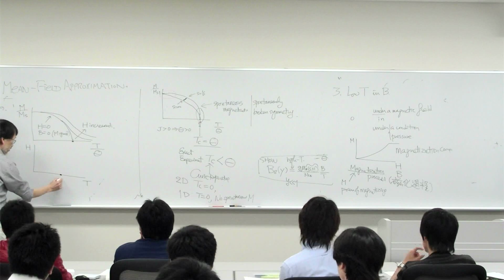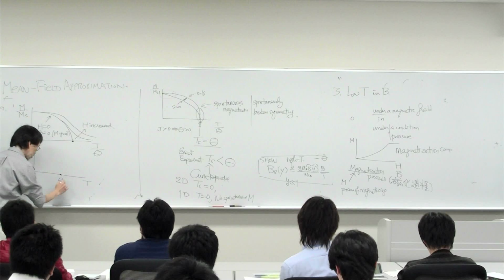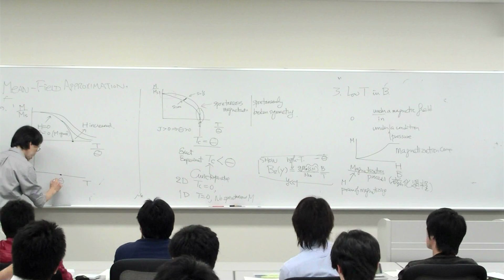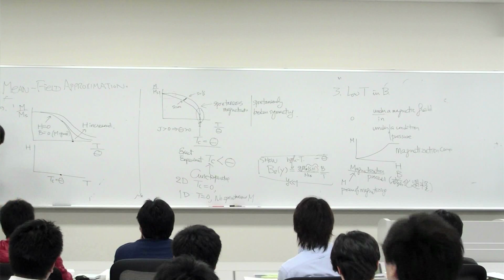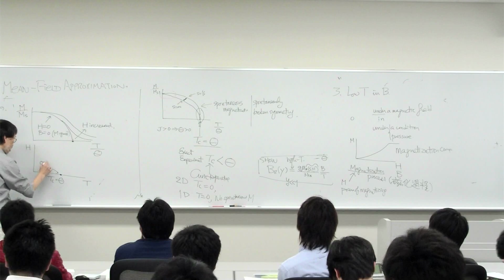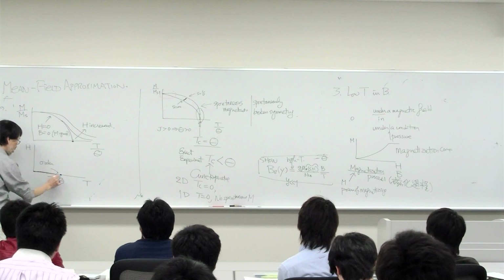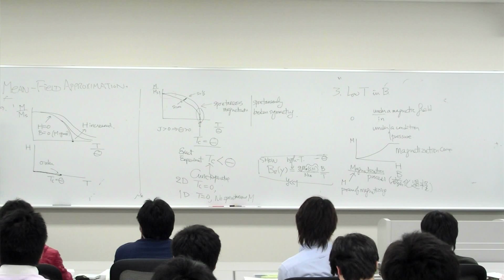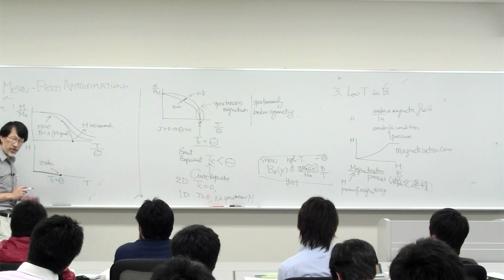this is theta. And if the mean field approximation is correct, which is not, this is the Curie temperature. Here is the ordering, below which the magnetic moment's ordered, right?